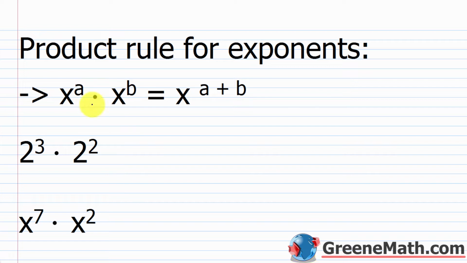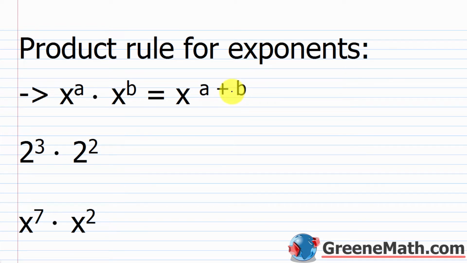So the first rule I want to cover is the product rule for exponents. Super easy to remember. What it says is if you have like bases and you're multiplying, you keep the base the same and you add the exponents. As an example, we have x to the power of a times x to the power of b. The base is the same in each case. We have x and we have x. So this is equal to x, base stays the same, and we add the exponents. The exponent here is a, plus the exponent here is b. So x to the power of a plus b.